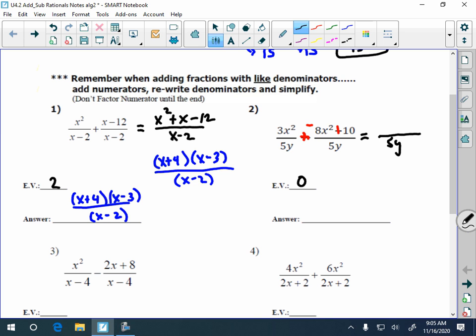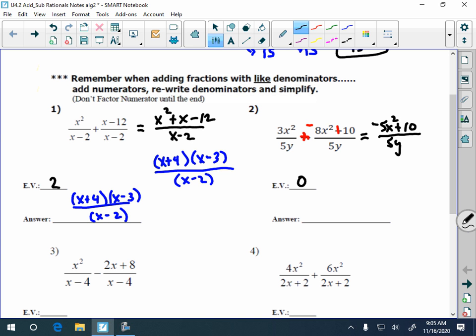We'll combine like terms in the numerator. 3x squared plus negative 8x squared. We can combine those because they both have x squared, so that's negative 5x squared. And then plus 10. There's no other constant term, so I'm just going to carry that 10 across. So I've turned two fractions that I'm adding into one single fraction.